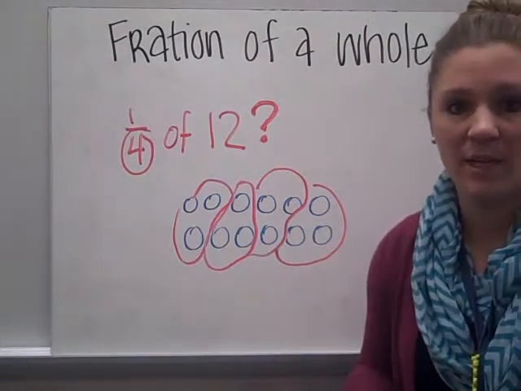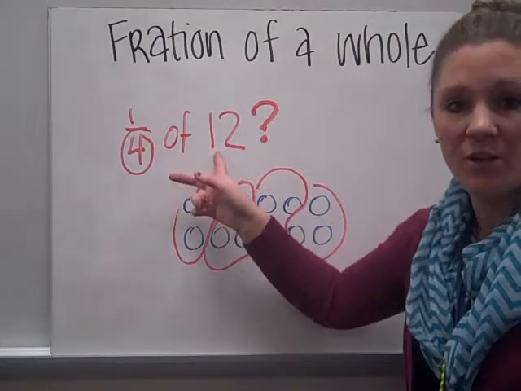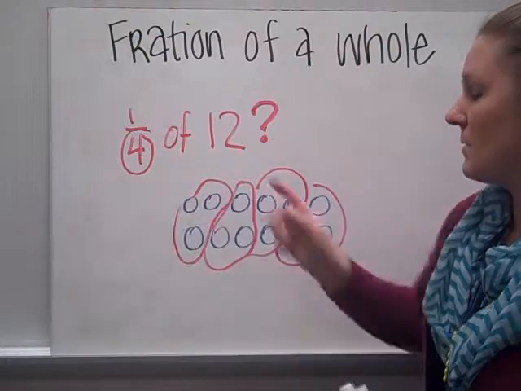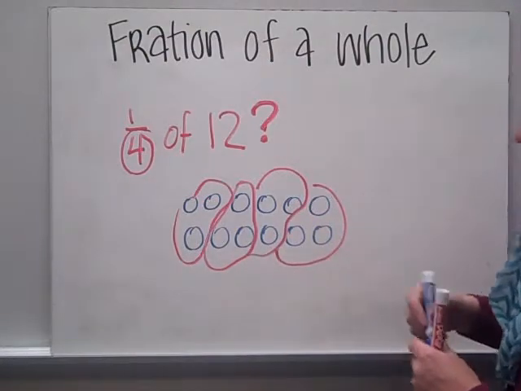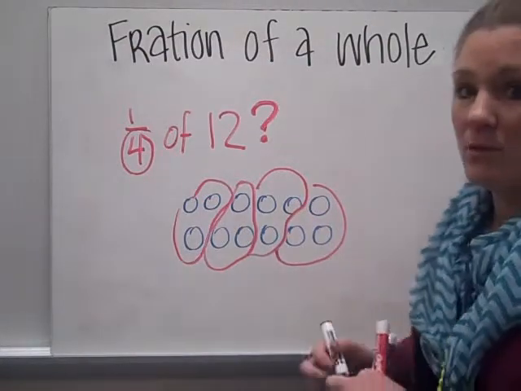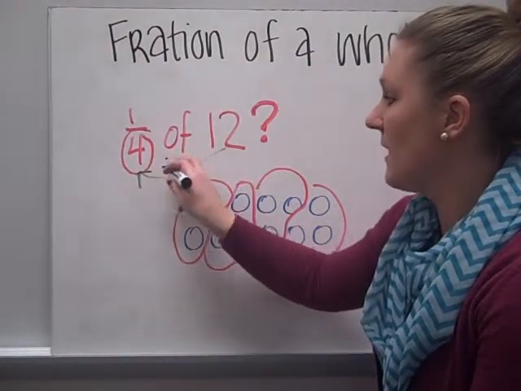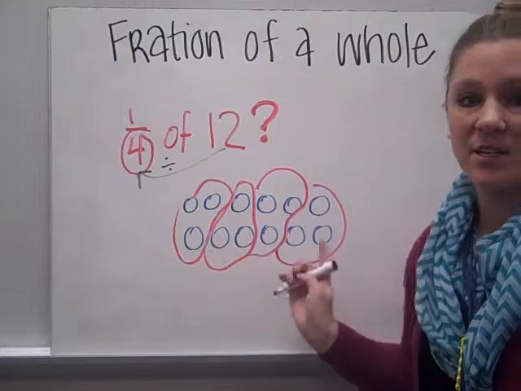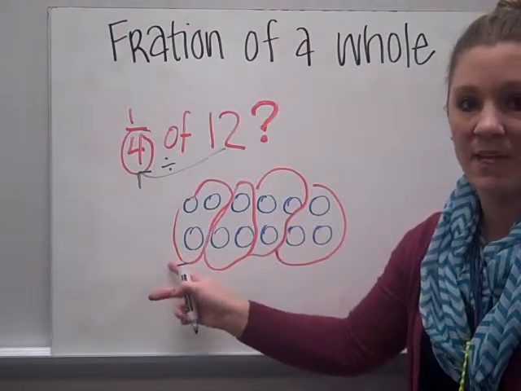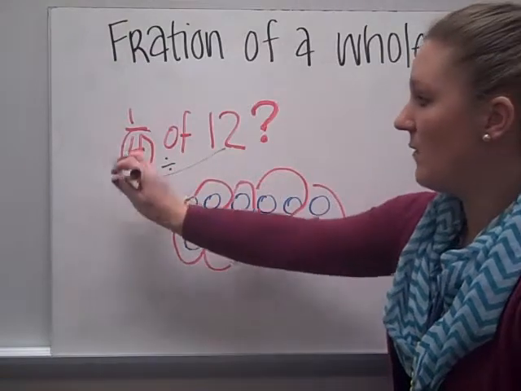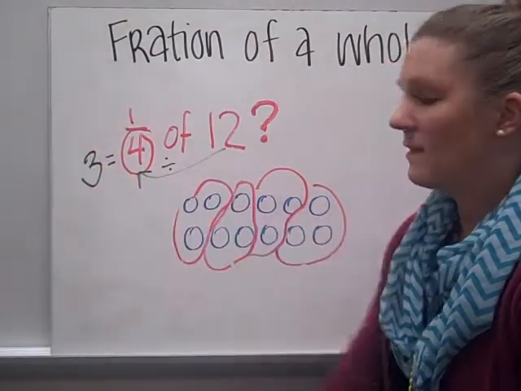Now, there's a faster way to figure this out than to have to draw your total number and then make groups of 4, or 4 groups. The steps here are very easy. There are only 2. You're going to take the whole and you're going to divide by the denominator, which is what I did. I took these 12 pieces of candy and divided them into 4 equal groups. 12 divided by 4 equals 3.